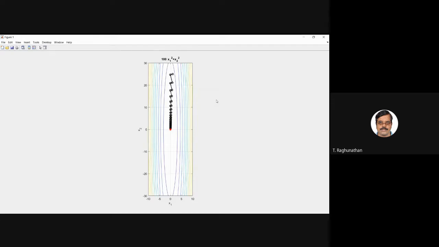So the more oblong or the more elliptical the solution space is, the more the number of iterations that the gradient method is going to take even with the best step size. So why is that happening? That's the question now.